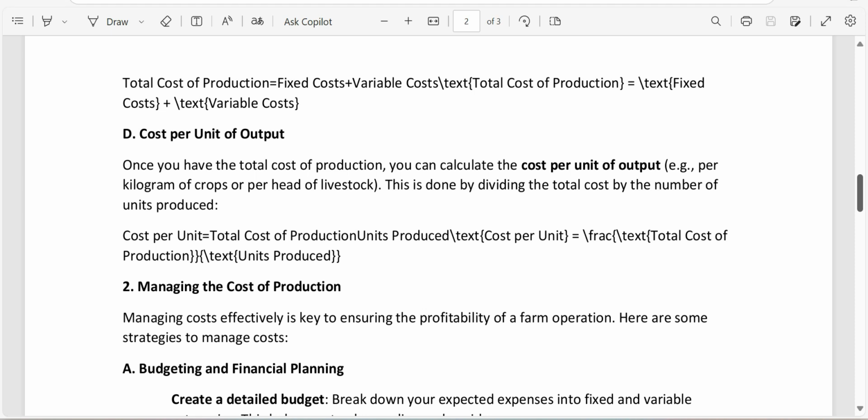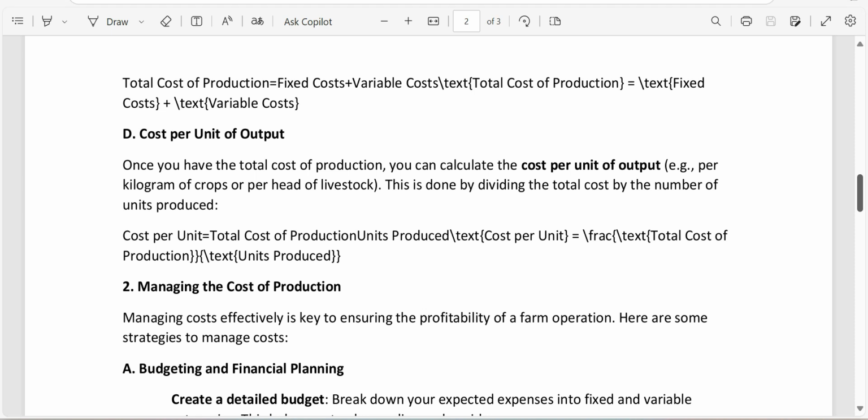D. Cost per unit of output. Once you have the total cost of production, you can calculate the cost per unit of output, e.g., per kilogram of crops or per head of livestock. This is done by dividing the total cost by the number of units produced. Cost per unit = total cost of production / units produced.